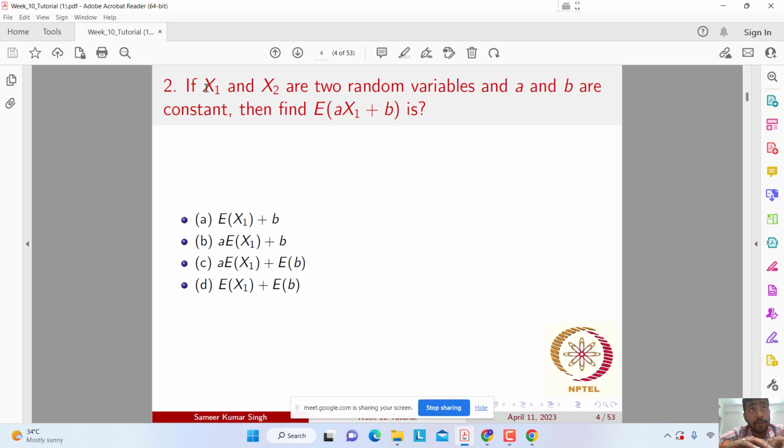Now we have question number two. If x1 and x2 are two random variables and a and b are constants, then find the mean of a x1 plus b. Here we are multiplying a constant with our random variable and adding a constant, that is b. So what will be the overall mean? This question is clear.